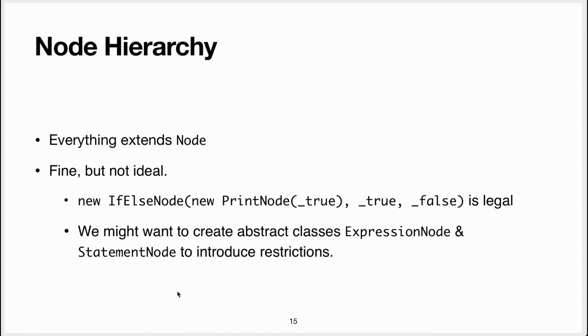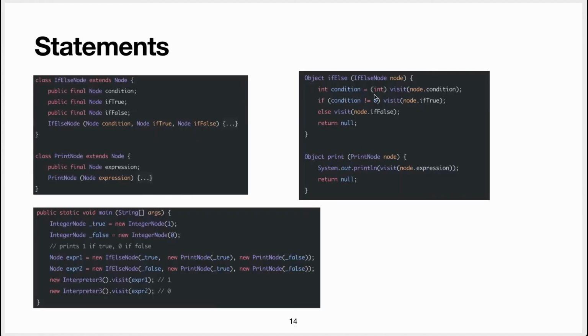A little comment about what I did here. I changed the top AST type to Node, like I said, so now everything extends Node. This is fine, but it's not ideal, because I can write, if I want, something like this, and the system that we have will let me do that: if print true, true, false. We certainly might want to restrict the condition so that it's always an expression. Remember that this is a statement, so when evaluated it will return null, so the if-else node will crash, because it will try to cast null to int. So we don't want that.